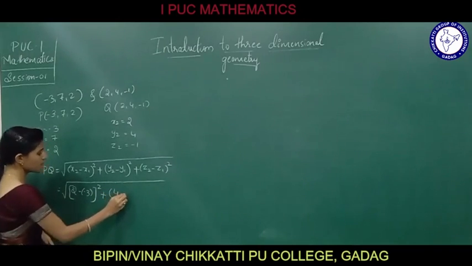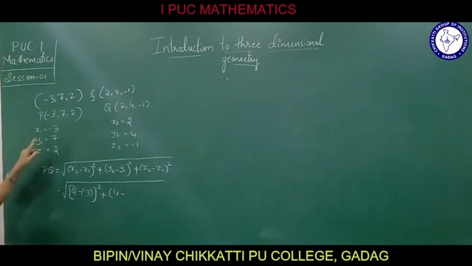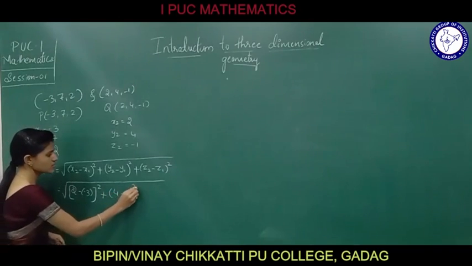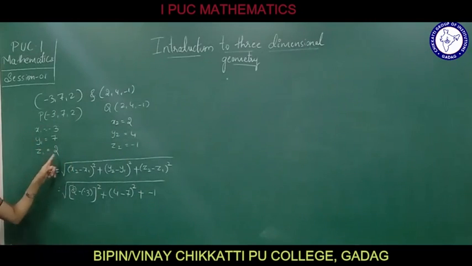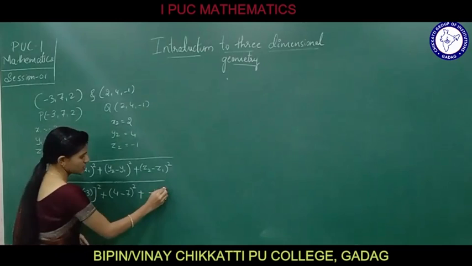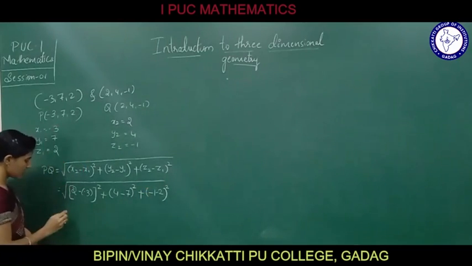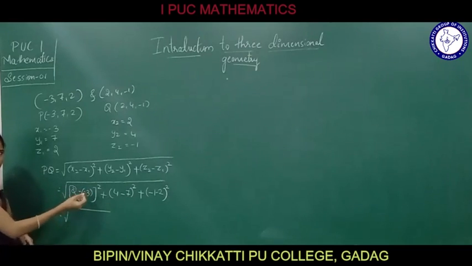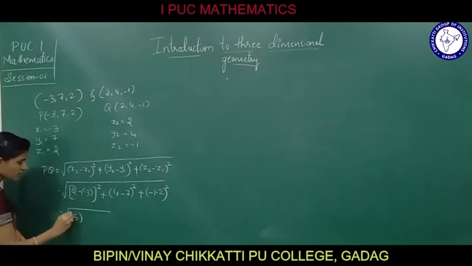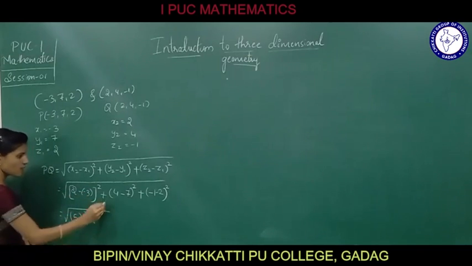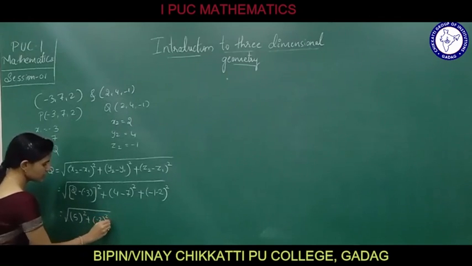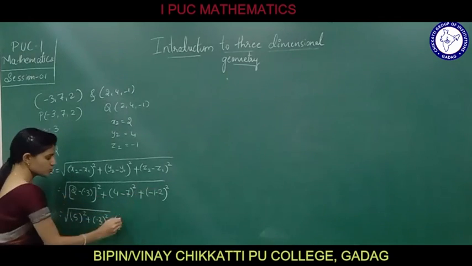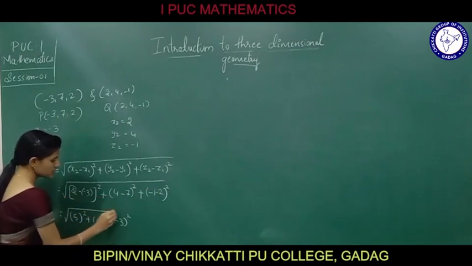y2 is 4, y1 is 7, square, plus I have z2 as minus 1 and z1 as 2, minus 1 minus 2 square. That I am going to get as root of 2 minus of minus 3, which is plus 3. 2 plus 3 is going to be 5 square, plus 4 minus 7 is minus 3 square, plus minus 1 minus 2 is minus 3 square.